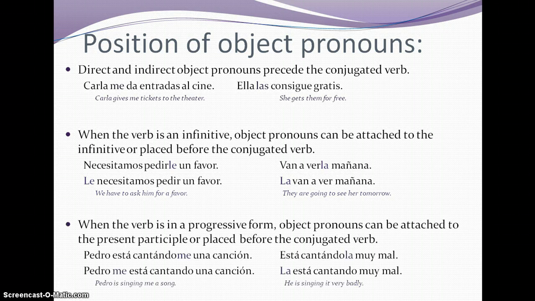We also have a choice when we have a progressive form in our sentence. Object pronouns can be either attached to that present participle or placed before the conjugated verb. Our indirect object pronoun: Pedro está cantándome una canción. Pedro me está cantando una canción. And our direct object pronoun: está cantándola muy mal. La está cantando muy mal.